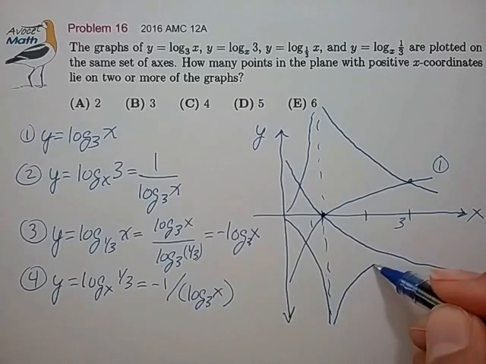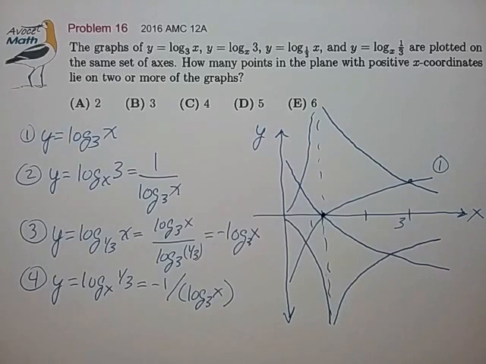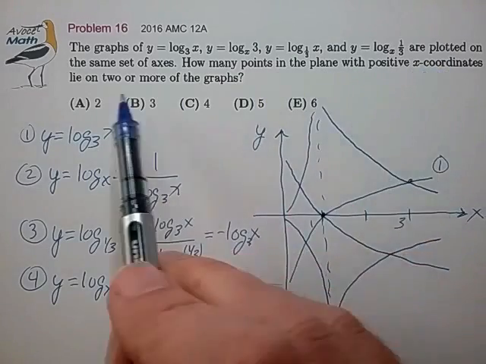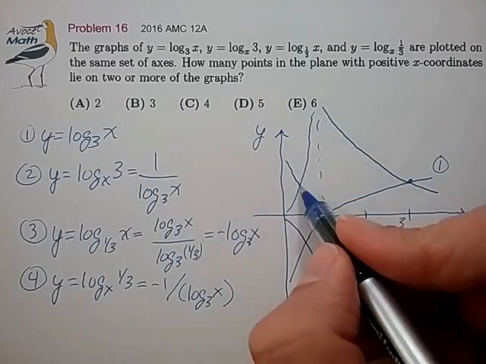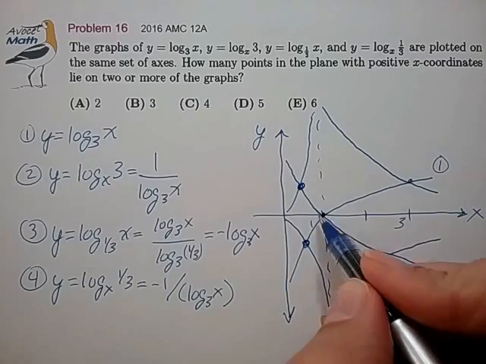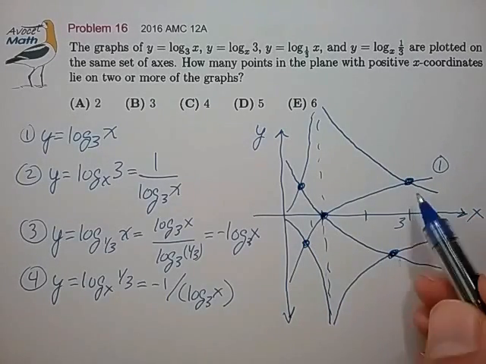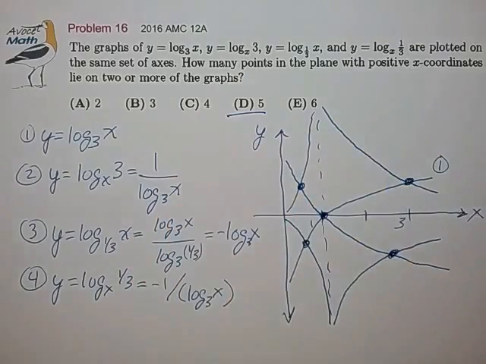And we quickly see that the points of intersection that are called for, that lie on two or more of the graphs, are this point, this point, this point, this point, and this point. And that's 5 such points, for choice D.